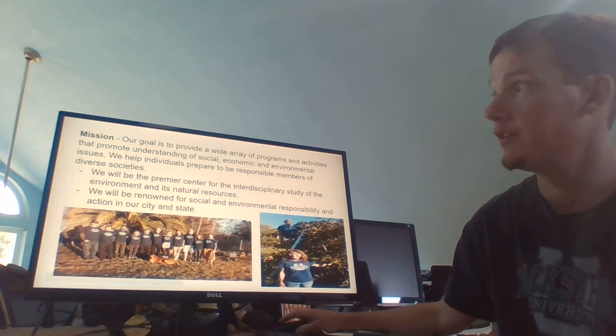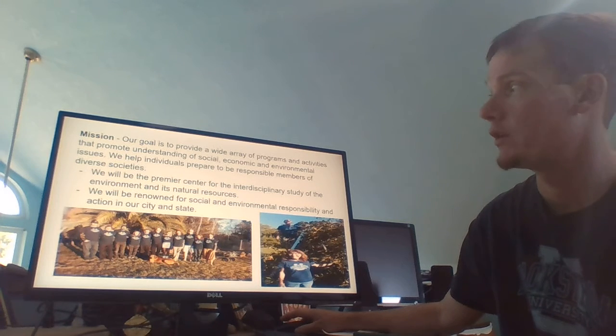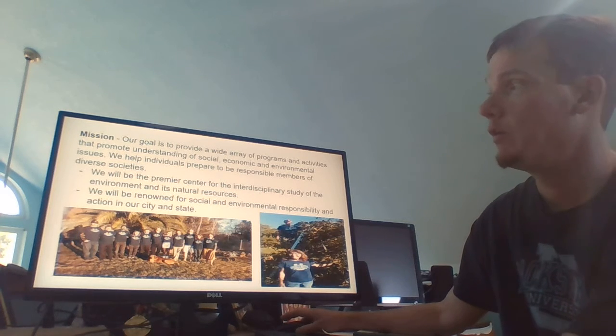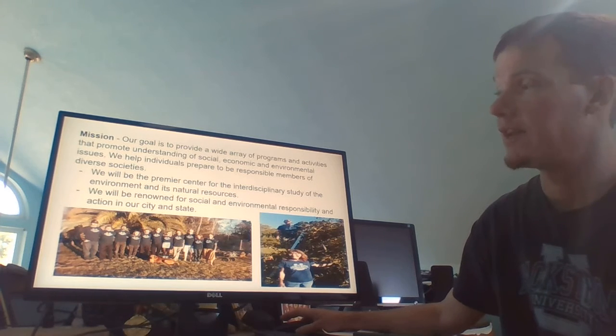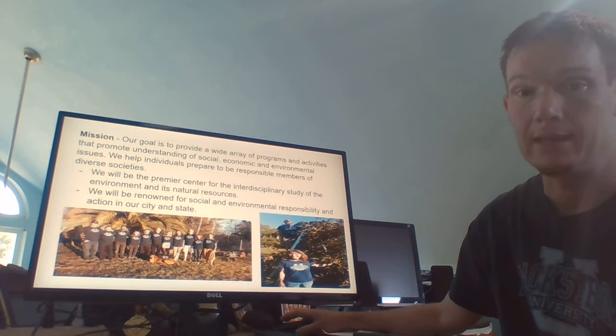And real quick, our mission is to provide a wide array of programs and activities that promote understanding of social, economic, and environmental issues. We help individuals prepare to be responsible members of diverse societies. We will be the premier center for the interdisciplinary study of environment and its natural resources. We will be renowned for social and environmental responsibility and action in our city and state.